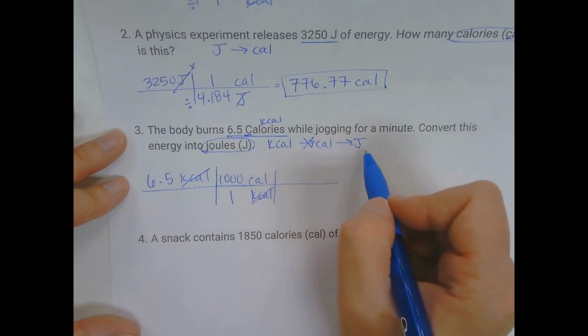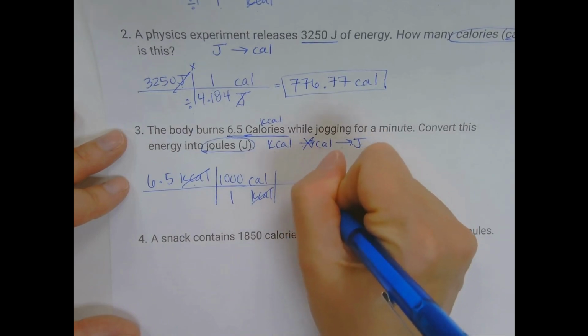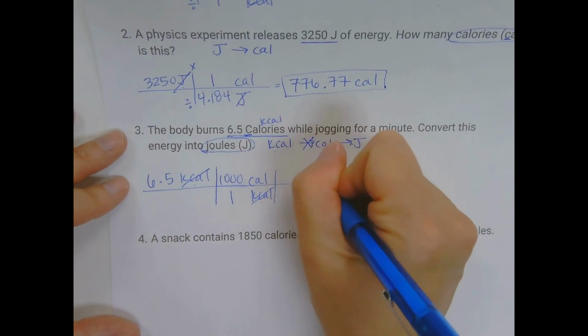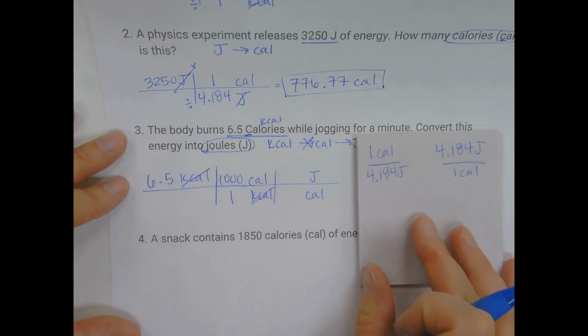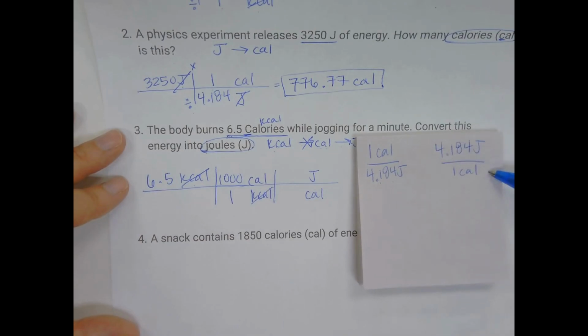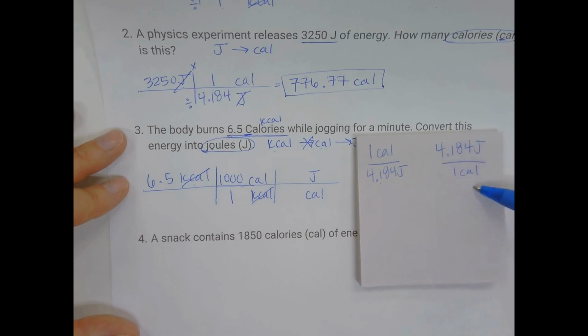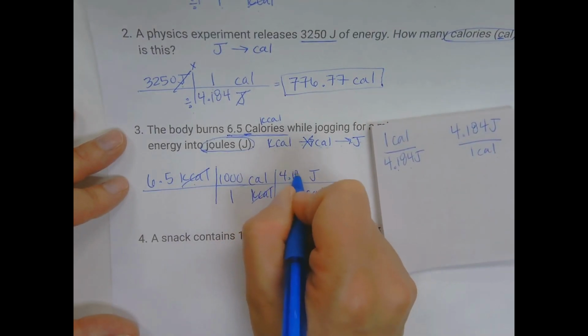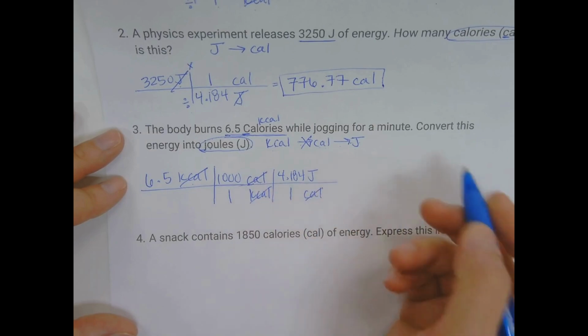Okay, now I can actually get to joules, which is what the question is asking me for. So I'm going to take my calories and drop it down the same way I've done. And I want joules, which is at the top. Now I'm looking at that same conversion factor and deciding what numbers go where based on the units. Since I'm looking for joules and I'm canceling calories, I'm going to use the second one, the one on the right, because the units match. So 4.184 joules for every 1 calorie. Calorie over calorie cancel. And now I'm ready to solve.